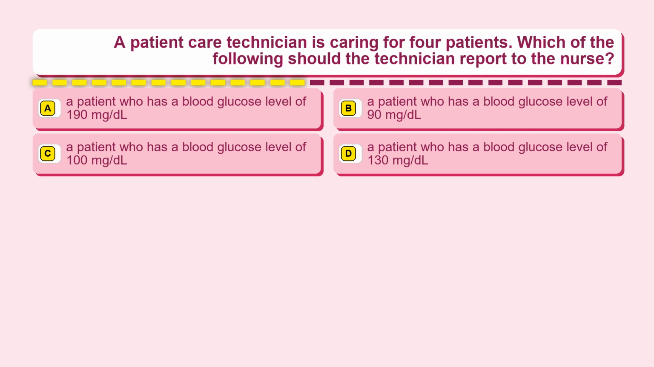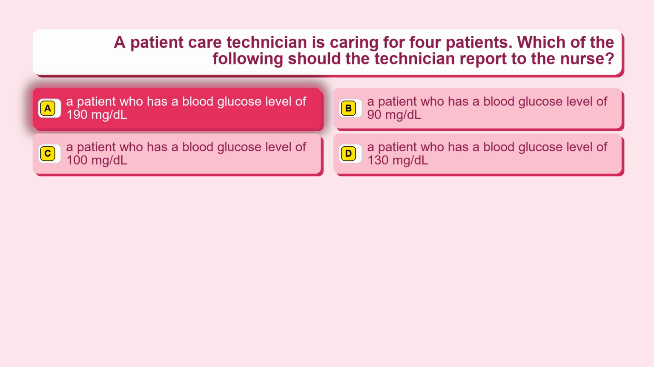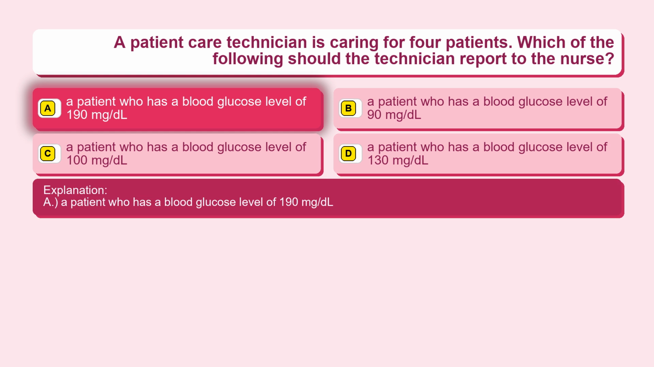Option B, a patient who has a blood glucose level of 90 mg/dl. Option C, a patient who has a blood glucose level of 100 mg/dl. Option D, a patient who has a blood glucose level of 130 mg/dl. The correct answer is option A, a patient who has a blood glucose level of 190 mg/dl.